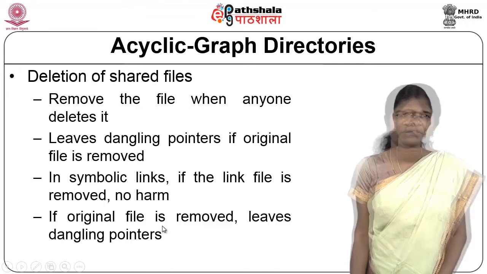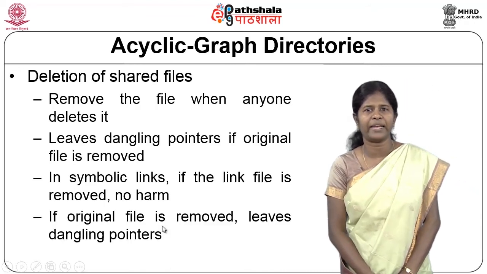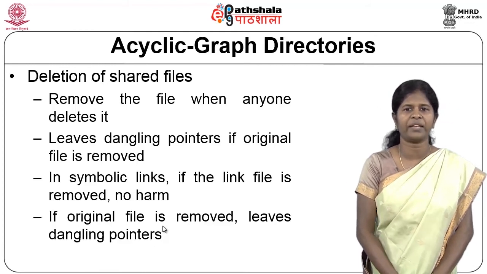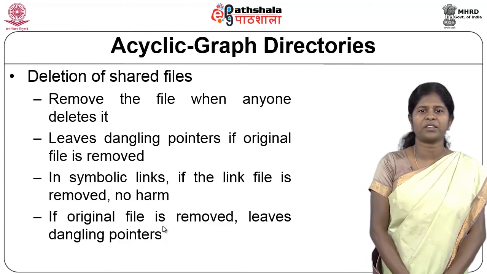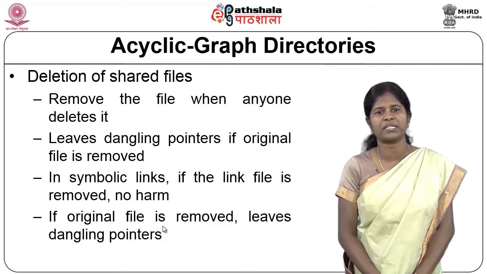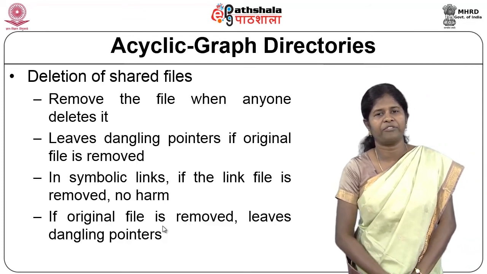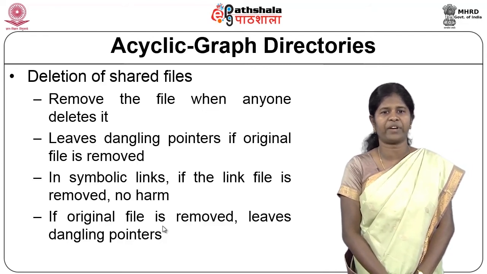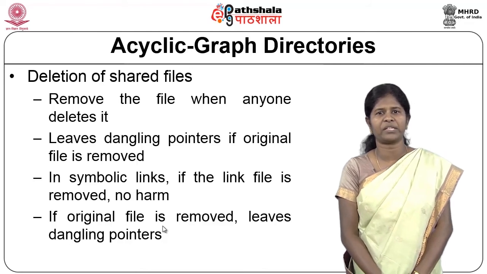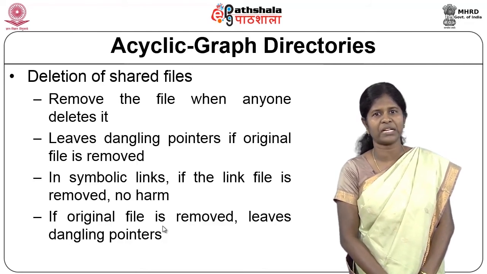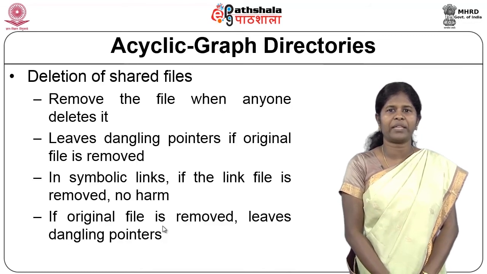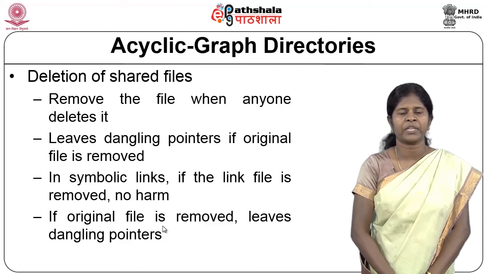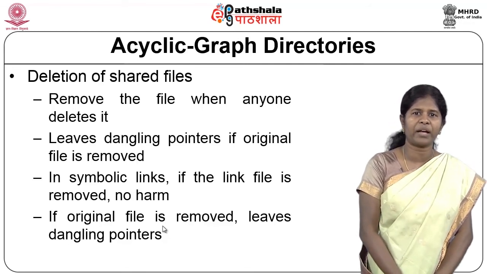So, how is deletion of shared files done in acyclic graph directories? We need to remove the file when anyone is deleting it. But if you remove the file when anyone deletes it, say if there are two links to the same file, then it will leave dangling pointers if the original file is removed. If the file contents are removed, but there is still a path pointing to that particular file, then it will result in dangling pointers. There are two types of links, as I told you, hard links and soft links.